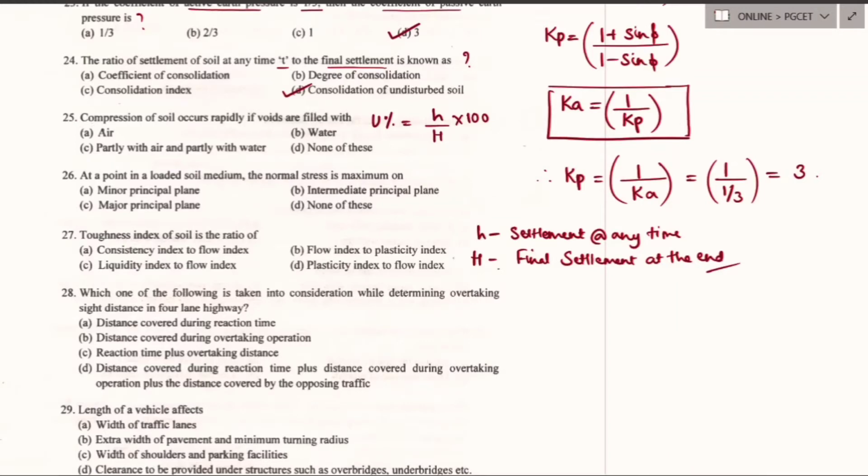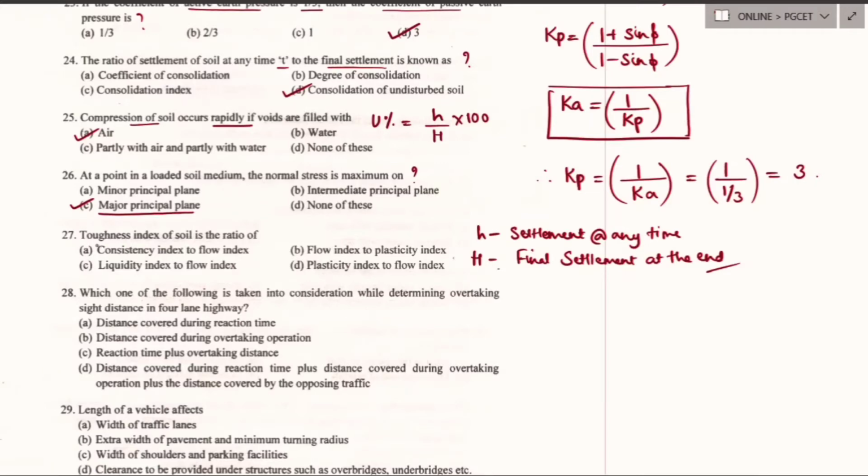Question number 25. Compression of soil occurs rapidly if the voids are filled with A. Option A is the right answer. Question number 26. At a point in a loaded soil medium, the normal stress is maximum on. So the normal stress is maximum on major principal plane. Option C is the right answer.